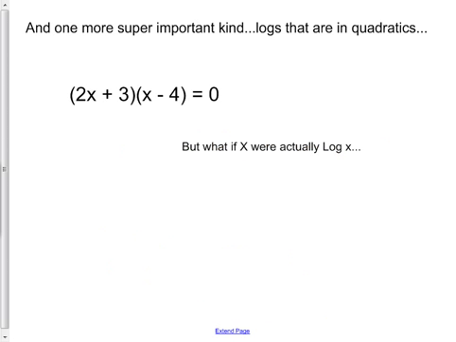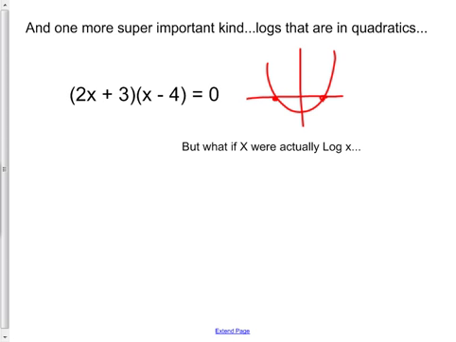All right. One more super important kind. This might blow your mind. The test that you're going to have is going to have logs in quadratics. Now quadratics, you've been doing in like 10 different ways since higher algebra. Heck, you were probably even doing them in algebra. You did a little bit with quadratics. Back in those days, you probably just graphed them and saw that, ooh, look neato, where it touches here and here, those are the answers.